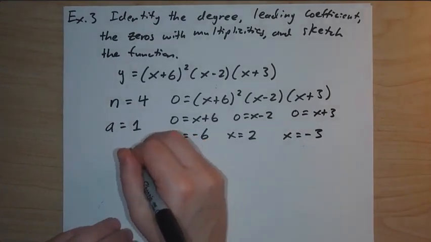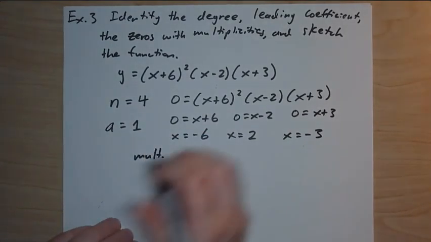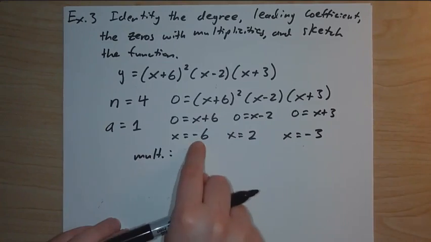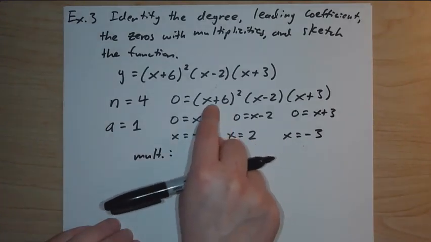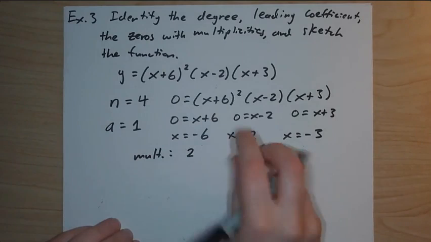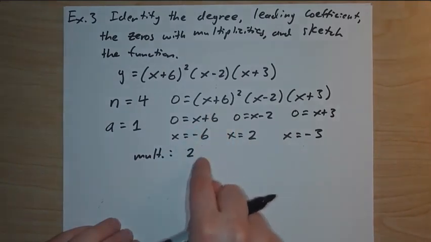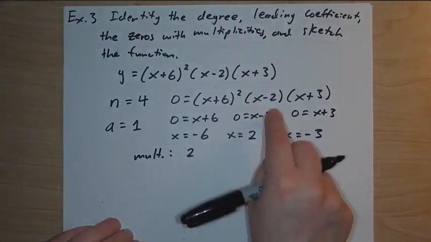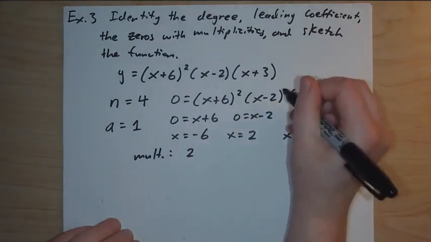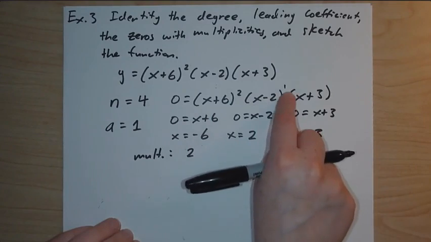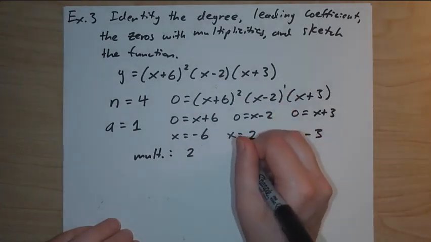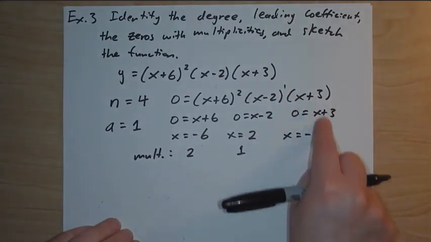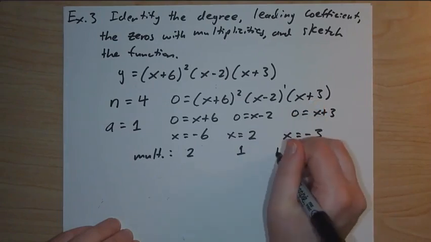And our multiplicities: for x is negative 6, this is going to be multiplicity 2 because we have 2 of this same 0. We have (x plus 6) squared. For x is 2, this has 1 there, so this one is going to be 1. And for x is negative 3, this one is also going to be 1.